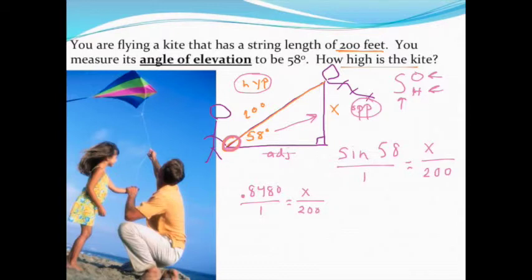If I finish solving this, I'll cross multiply. 1 times x is just x. When I cross multiply the other way, 200 times 0.8480, I'll round that to the nearest whole number, so I guess I should say approximately. I end up with an approximate answer rounded to a whole number of 170. Remember, we were finding the height of a kite, so I'm going to use a label with that. That kite must be 170 feet in the air.